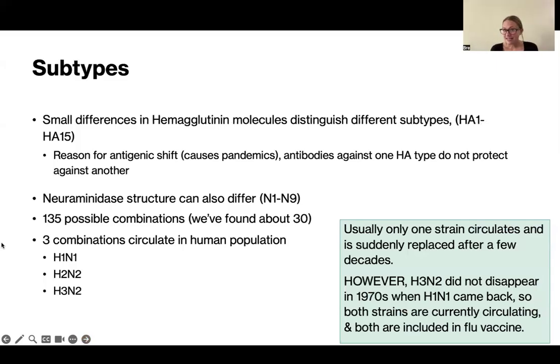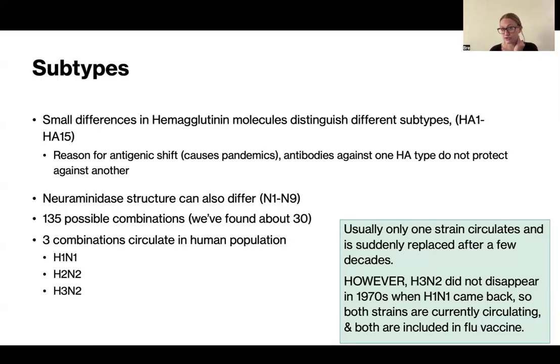Subtypes. So, like I said, there's reassortment, and this sometimes allows for the flu to make small differences in its molecules. The big one is when there are differences in the hemagglutinin molecules. There's H1 through H15, and these are just small differences in the subtypes. Overall, they have the same function, right? It's still the attachment. But there are little differences, and that means that our antibodies against one type do not protect us against another type. So we have 15 subtypes from that.